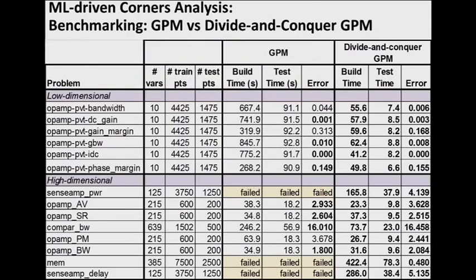And it turns out that this thing benchmarks really well. You know, places like 10x faster, 100x faster, places where plain Gaussian process models completely failed, we could solve, and it even had lower error. So we were happy about that.